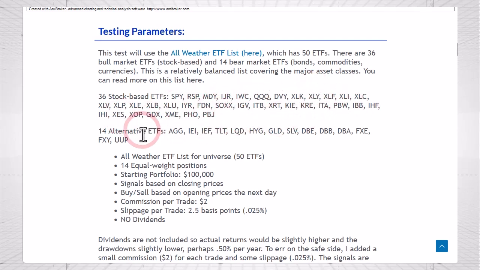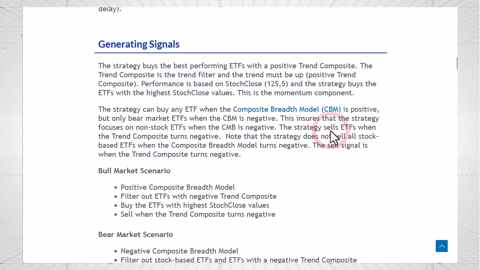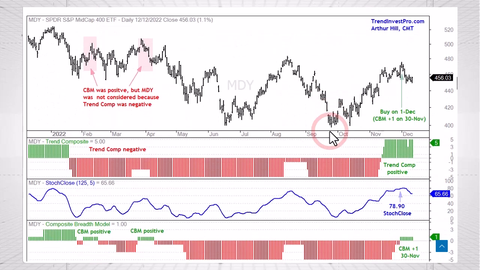Actually, it trades any ETF when you're in a bull market environment. But when you go to a bear market environment, it does not trade these stock-based ETFs. Instead, it trades the alternatives, which are bonds, metals, commodities, and currencies. And so it's 14 equal weight positions, and there are 50 ETFs to choose from. And I go through this model and explain how it works.